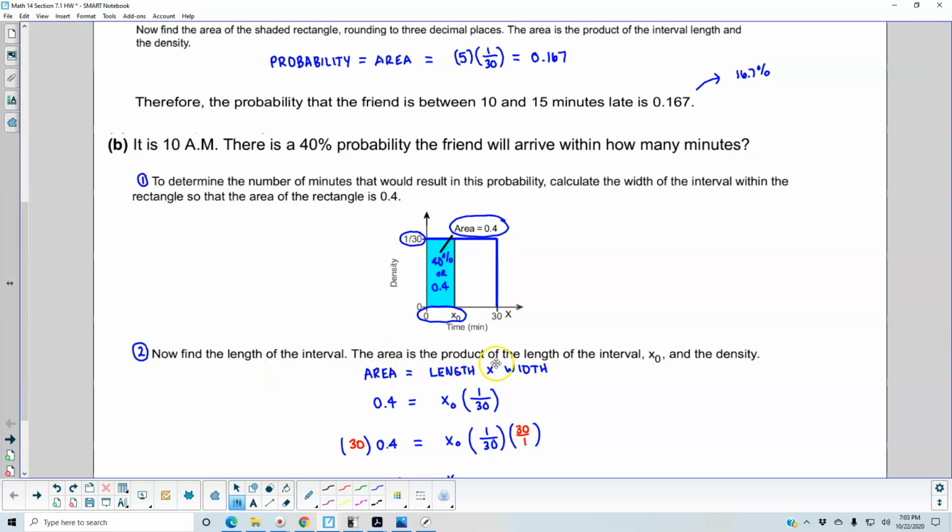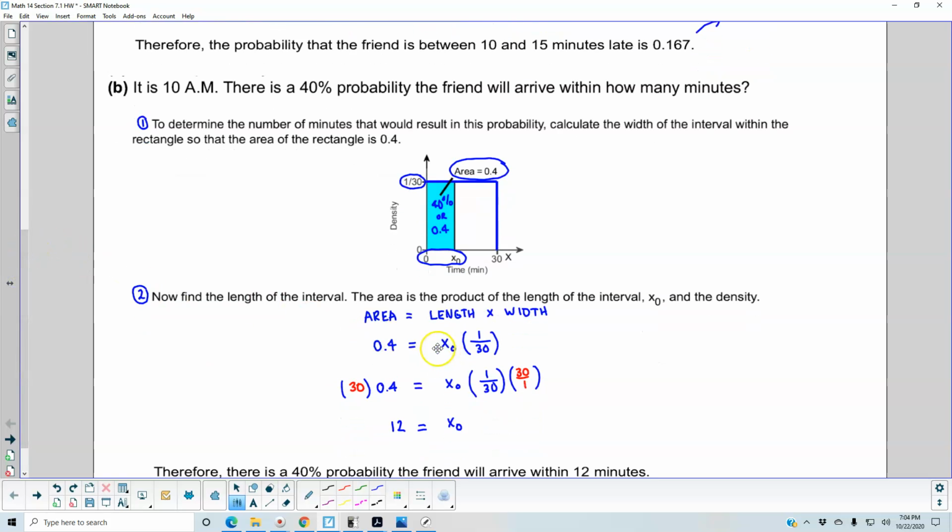The area is the product of the length of the interval, x subscript 0, and the density. So again, area is equal to length times the width. We know that the area is 0.4. We know that the length is x subscript 0 because that's what we're looking for. And we know that the width is 1/30.